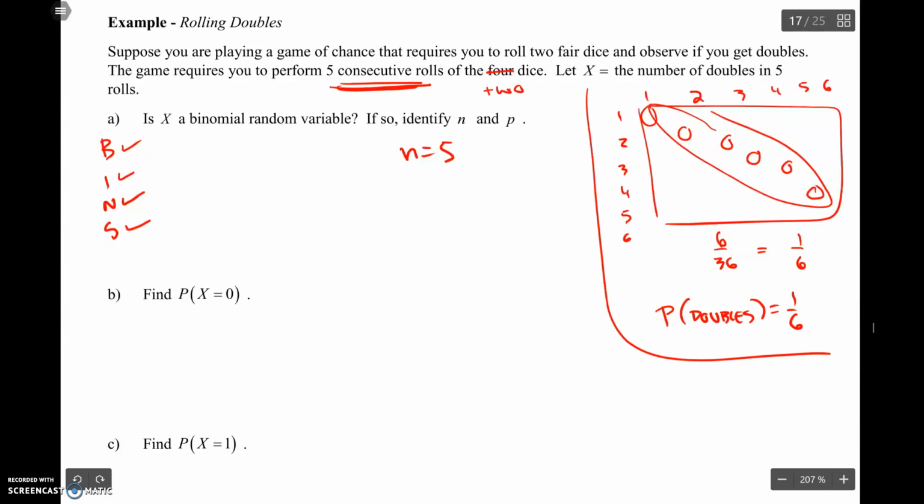And does the probability of success change on each attempt? No, the probability of success is always 1/6. And most importantly, are we recording the number of successes in 5 rolls? Yes. We are recording the number of successes, the number of doubles in 5 rolls. So yes, we have a binomial model.